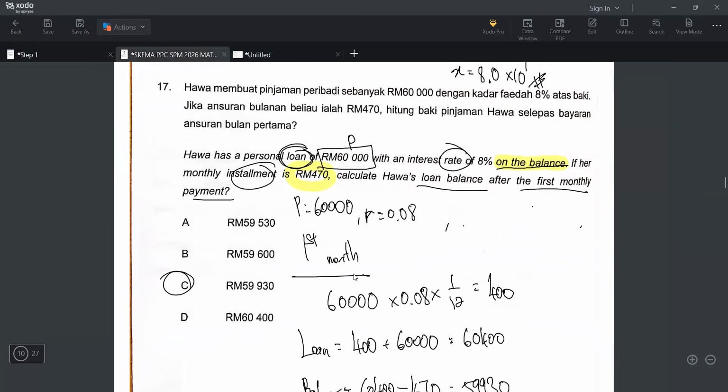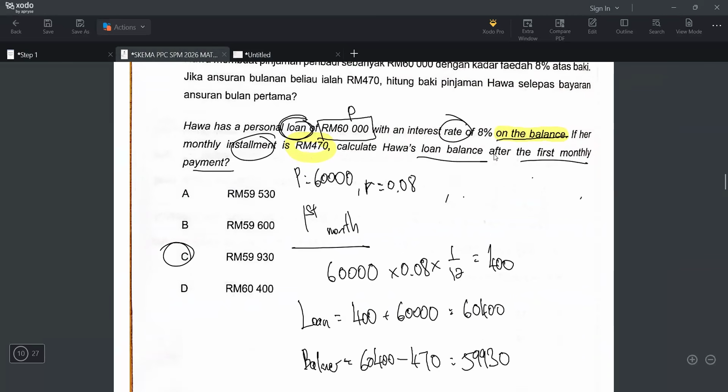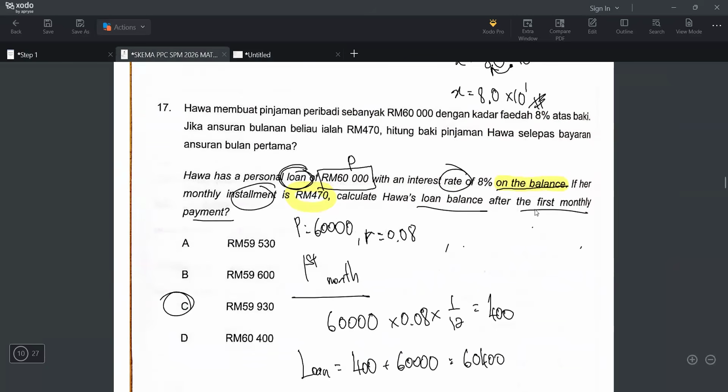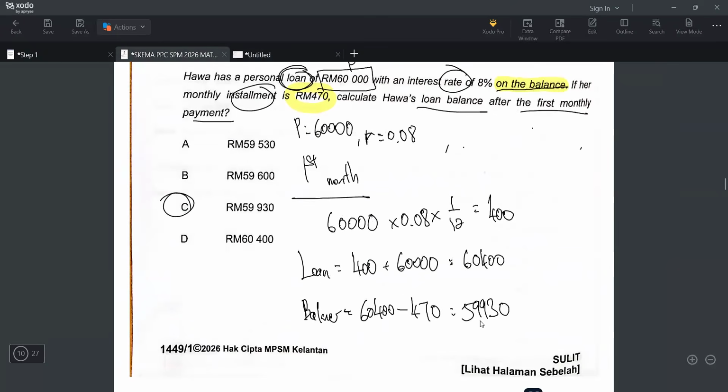But for this kind of question, where it says "on the balance," you have to change it up, because on the balance you have to calculate monthly, month by month. Because on the balance means the first month's balance will be carried into the second month. So it keeps changing. The P keeps changing every month, basically. First month is 60,000, but the second month is 59930, and then the third month will be different, and so on.